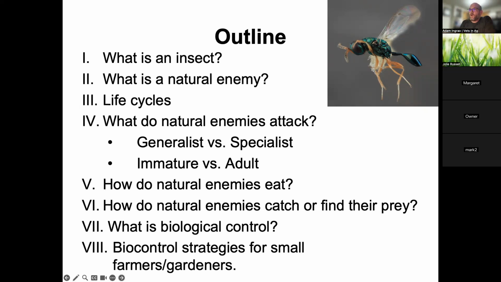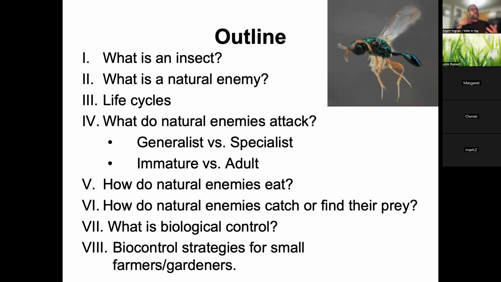But we're going to go through what's an insect. We're going to talk about what's a natural enemy or a biological control, something we would consider a biological control agent. We'll talk about their life cycles and what makes them unique. Then we'll go into what they actually attack. And we'll talk about the difference between a generalist biological control or natural enemy and a specialist natural enemy. There are very distinct differences between the two.